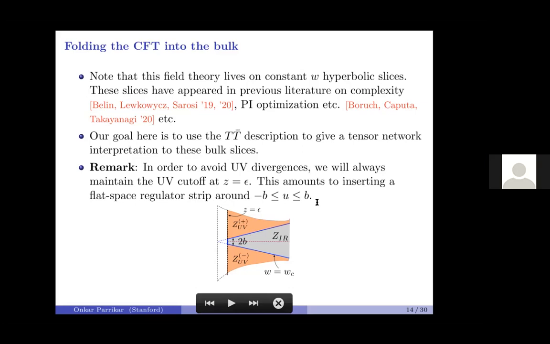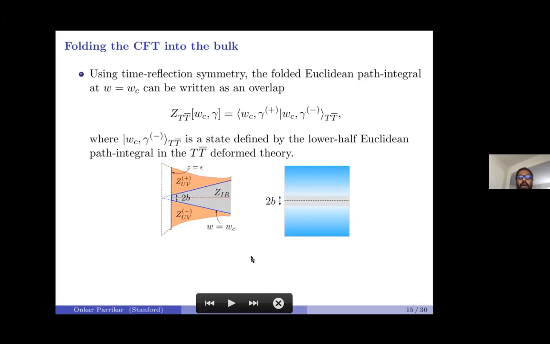Okay, great. So that is as much as I wanted to say for the T-Tbar deformation. Now, our goal here is to give some interpretation in terms of tensor networks for these folded slices, in particular the lower half or one half of these folded slices. That's what we want to do next. So how do we do that? The crucial thing for that, of course, is the fact that this Euclidean spacetime has time reflection symmetry. As I said, that's the main constraint that we'll use throughout, true of AdS3, of course.